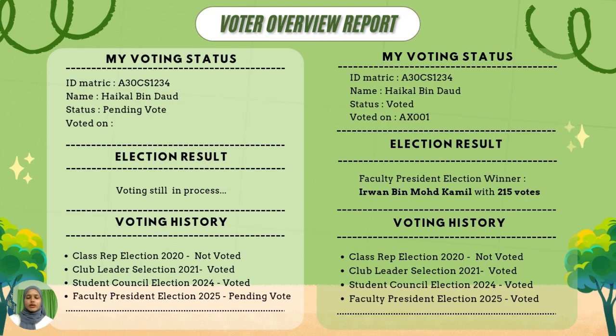Here, we include two concepts. The first one is encapsulation. All personal and voting data is private and can only be accessed through defined methods like get voter status. The second one is exception handling. Our system will gracefully handle errors such as invalid voter ID, double voting attempt, or vote submission failure. The system will pop up a friendly error message instead of breaking down.